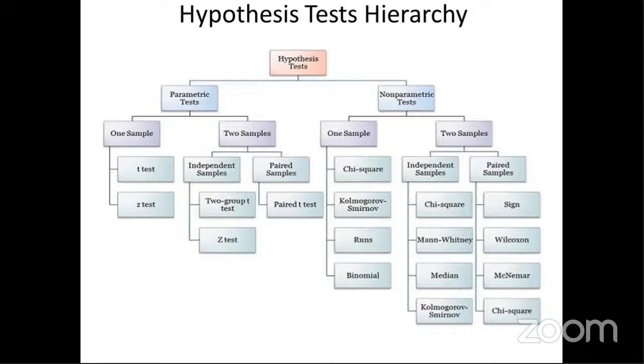And for non-parametric, you have for the one sample, normally, chi-square, Kolmogorov, run test, binomial test. These are the things. So as we go through, you will learn all this.